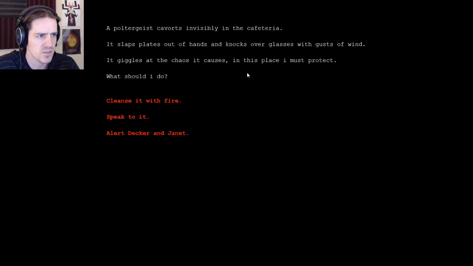A poltergeist cavorts invisibly in the cafeteria. It slaps plates out of hands and knocks over glasses with gusts of wind. It giggles at the chaos it causes. In this place I must protect. What should I do? Cleansed with fire. I think cleansing with fire is the most practical solution. Poltergeists aren't known for their reasonability, but I'm curious, so I'll speak to it.